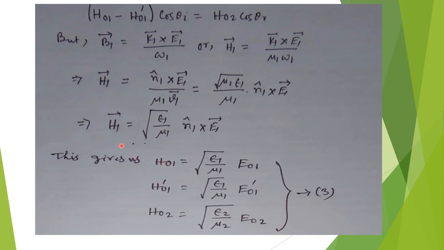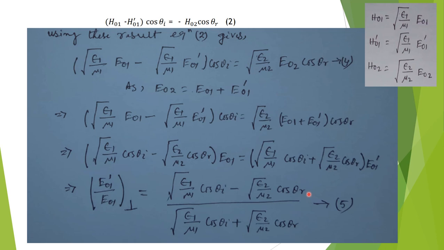With the help of this equation, we write H01, that is the amplitude of field vector H1, is equal to root epsilon 1 by mu1 into E01. Similarly, H01 dash is equal to root epsilon 1 by mu1 E01 dash, and H02 is equal to root epsilon 2 by mu2 E02. This is equation number 3.